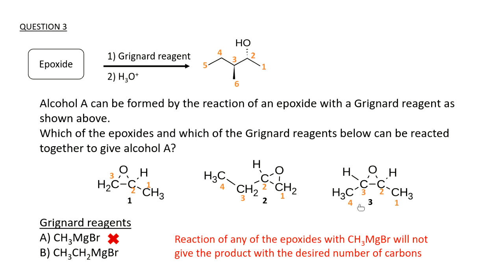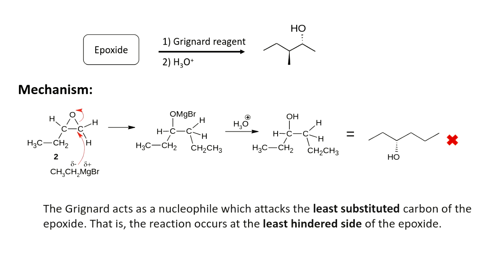So clearly we can eliminate the methyl magnesium bromide. So that will not give us the required number of carbons. So we can eliminate epoxide 1 and we can eliminate Grignard reagent A. So we're left with epoxides 2 and 3, and we have ethyl magnesium bromide as our Grignard reagent. So let's refresh our memories about the mechanism of the reaction. So let's start with epoxide number 2. Let us see if that works.